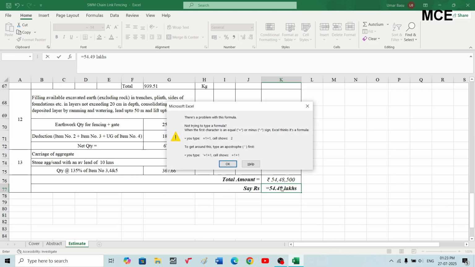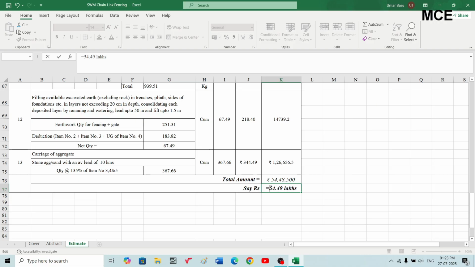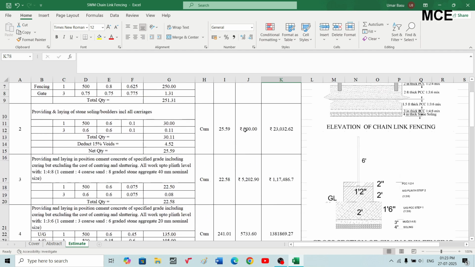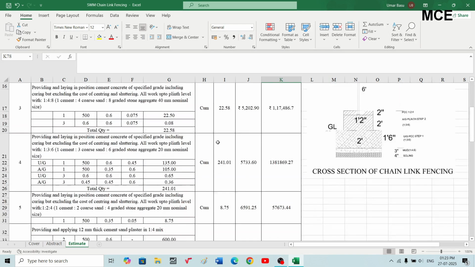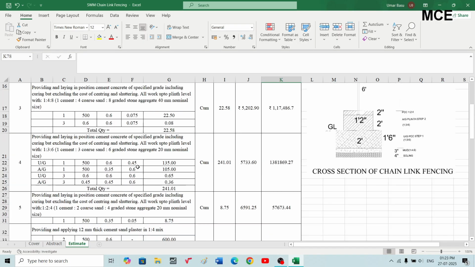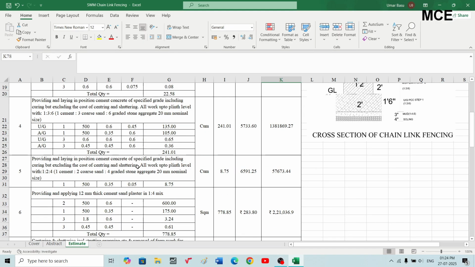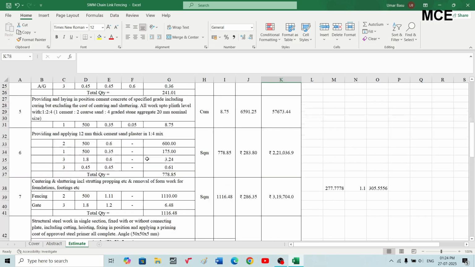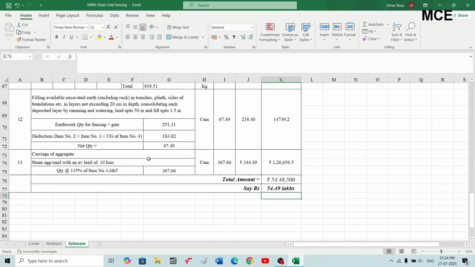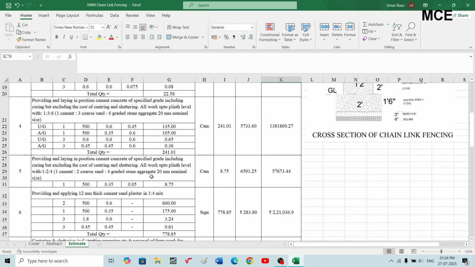So this is how you can prepare the estimate for chain link fencing. The items will remain the same. The only thing which will change is the rate of each item according to your country. Also, the length for your estimate will change. Length and width, you can change the cross section. Change the mix of the concrete according to your need and budget in the estimate, to make it more feasible. So this is how you can prepare detailed estimates.